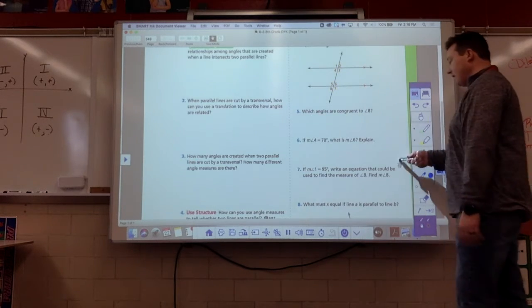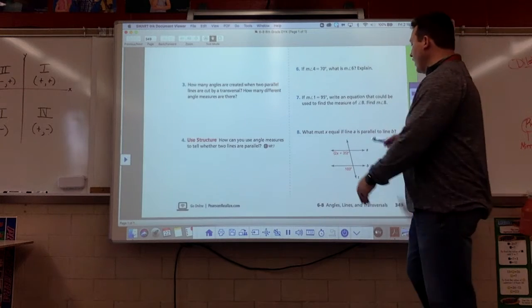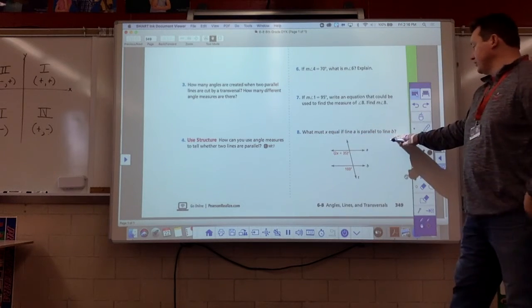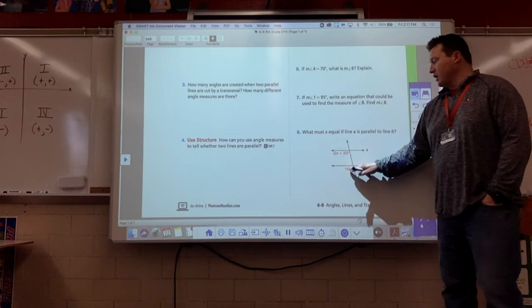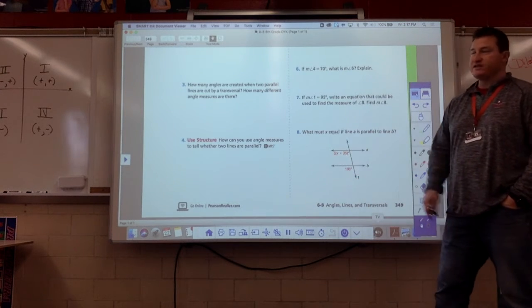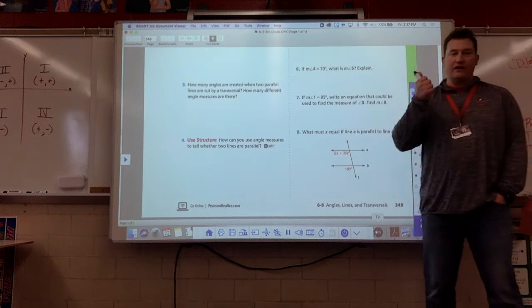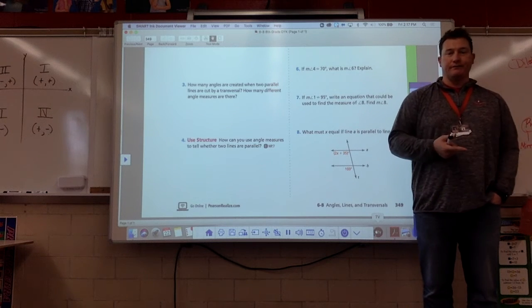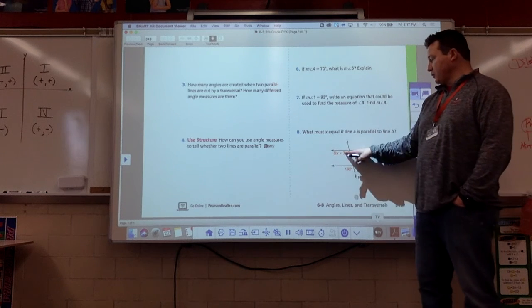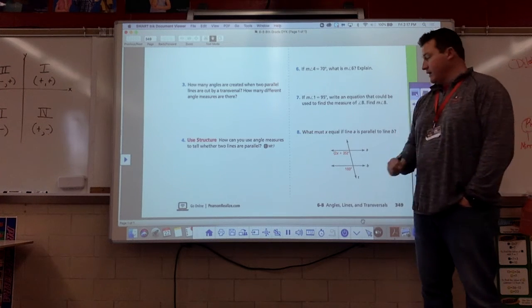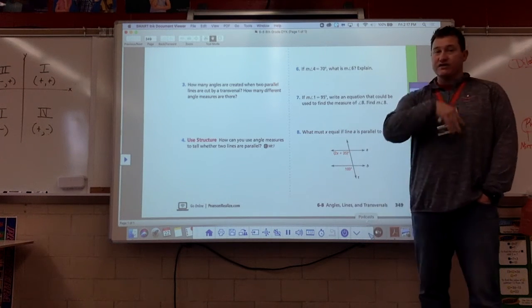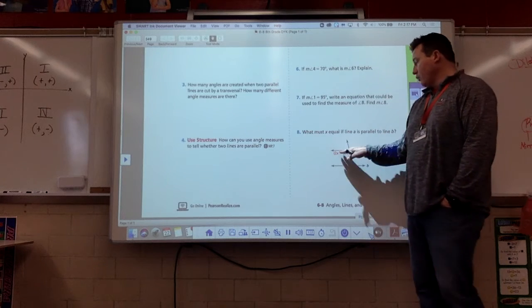All right? Last question. What must x be equal to if line A is parallel to line B? Again, what is the relationship that we see here between these two angles? Are they supplementary? Are they congruent? If they're supplementary, guys, we're going to take the two expressions. They're going to add together to equal 180. If they're congruent, I will just set them equal to each other. What do you guys think?